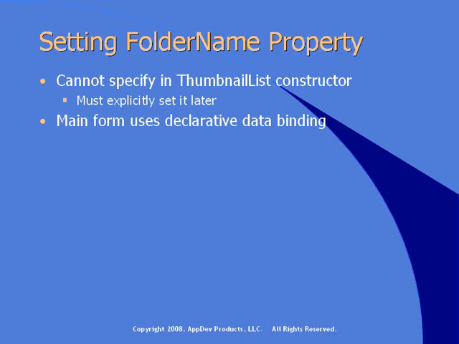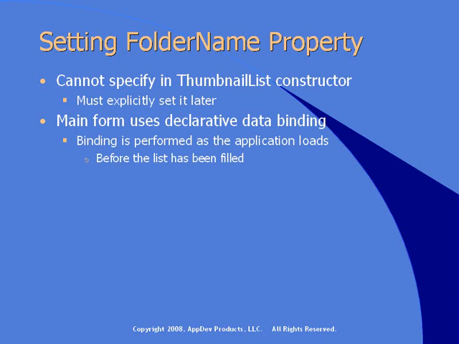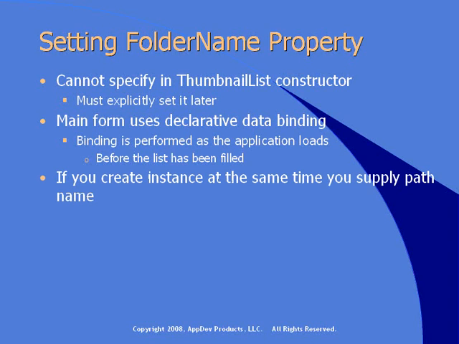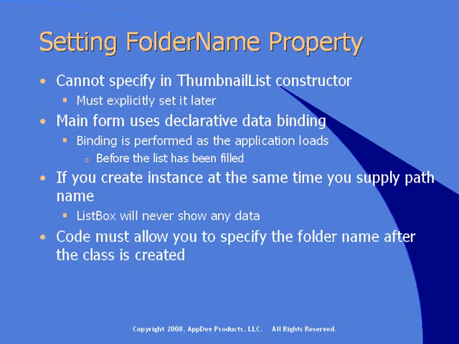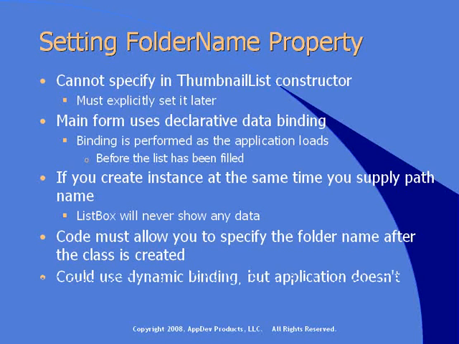The reason is the main form is going to use declarative data binding we set up at design time. The binding is performed as the application loads, before the list has been filled with values. If you create the instance of the Thumbnail List class at the same time you supply the path name, the list box will never show any data. The problem is the code must allow you to specify the folder name after the Thumbnail List class is created. You could work around this by using dynamic binding, that is, hooking up the binding for the list box at runtime.